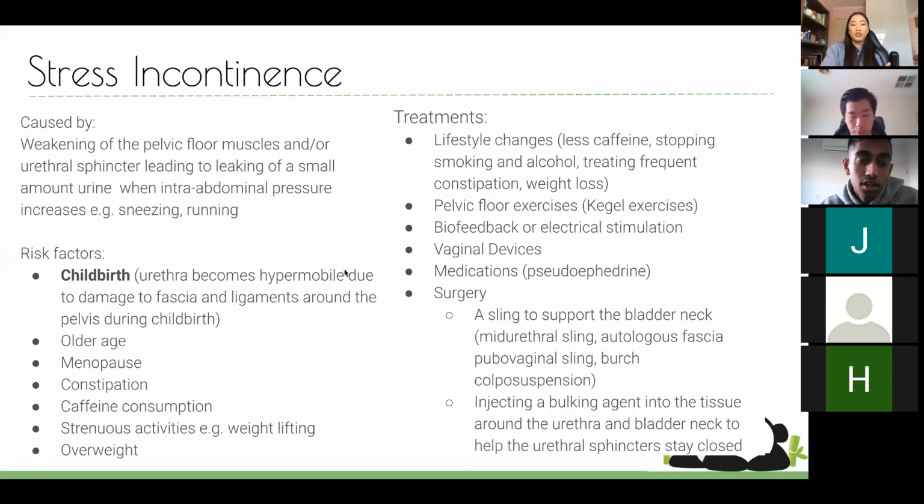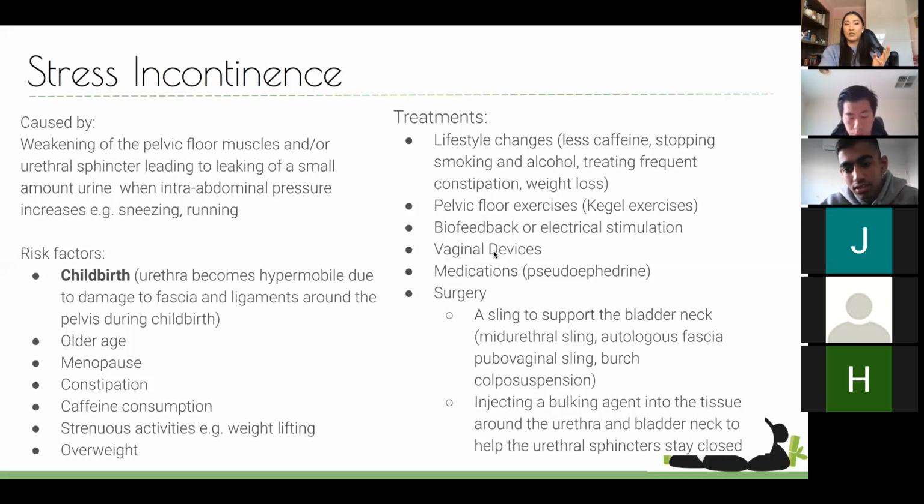Treatments: lifestyle changes, you always mention first, and that can include cutting out caffeine and all your regular lifestyle changes. Pelvic floor exercises are probably the big one. These are Kegel exercises, where they practice tensing the pelvic floor muscles to try to strengthen them and maintain continence. And then there are other weird ones. You can do biofeedback or electrical stimulation of the area to try to strengthen the muscles.